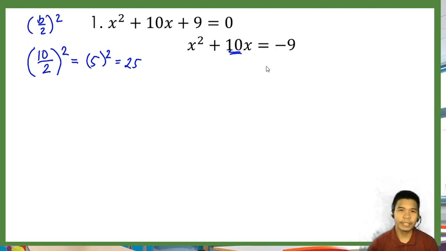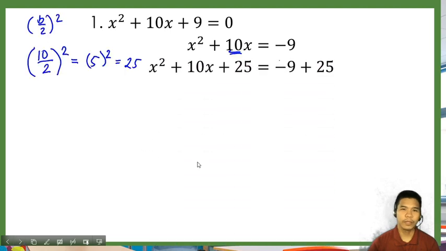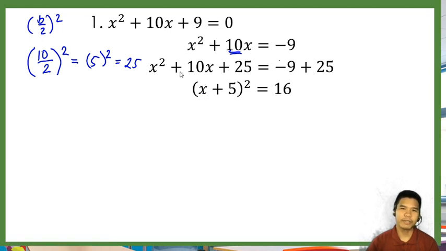And then after that, we will add 25 to both sides of the equation. So, magiging x squared plus 10x plus 25 equal to negative 9 plus 25. And then after that, itong perfect square trinomial na nabuo, gagawin natin square of binomial. So, what will happen to that? This will become (x plus 5) quantity squared. So, square root of x squared is x, tapos follow the sign of the middle term. Square root of 25 is 5, quantity squared, equal to 16.